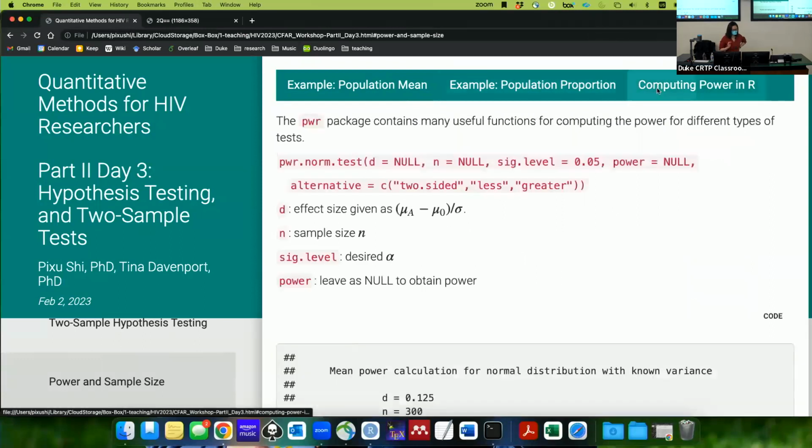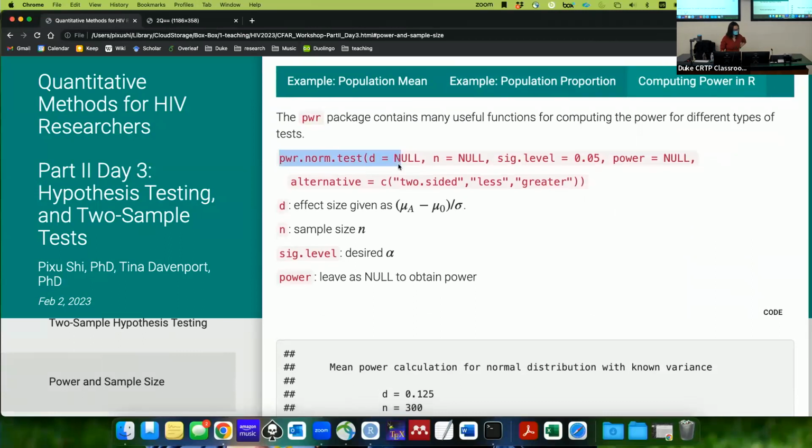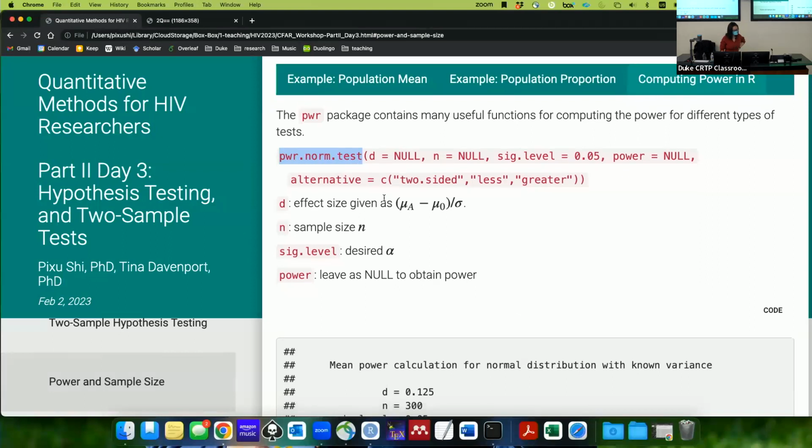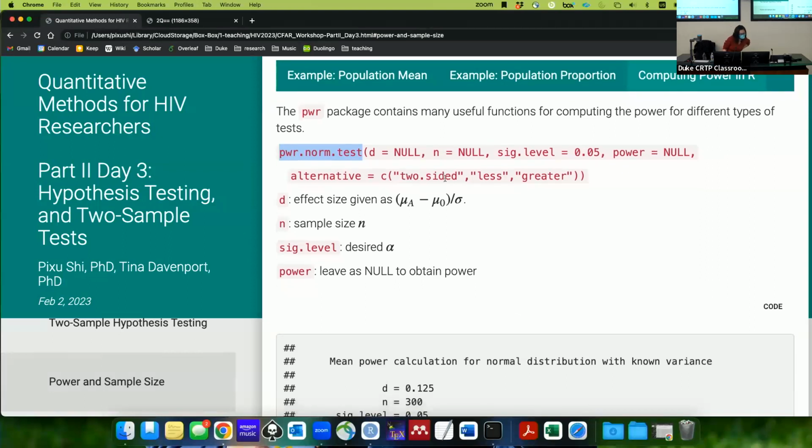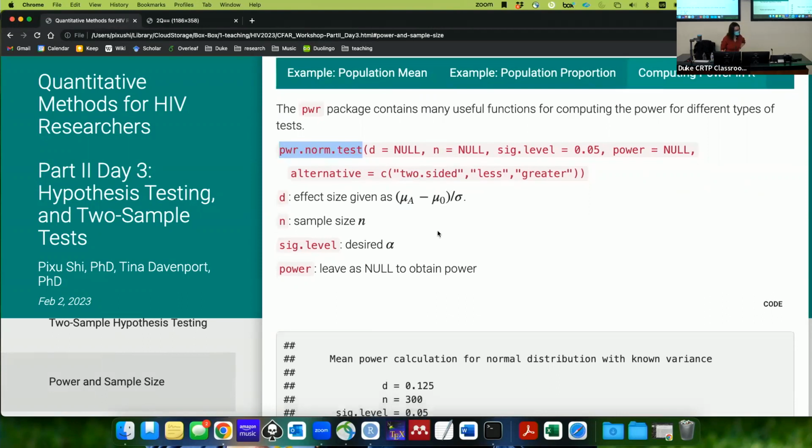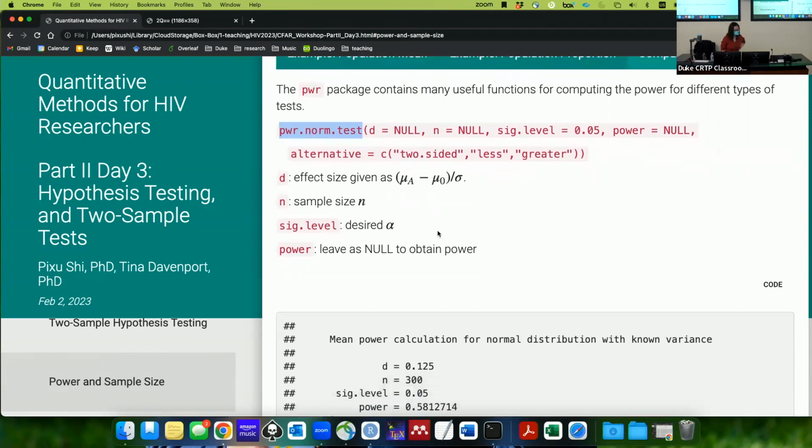And the most important thing for you guys is to know how to do the power calculation using R. So this is the function if you want to do the power calculation for normal distribution and one sample test or two sample tests. You can do both. But the example here is for the one sample.